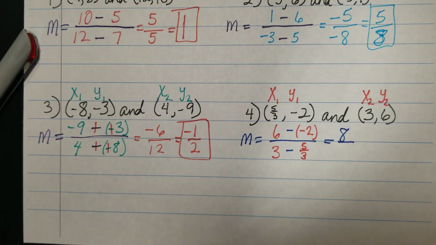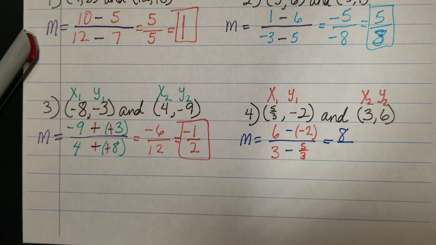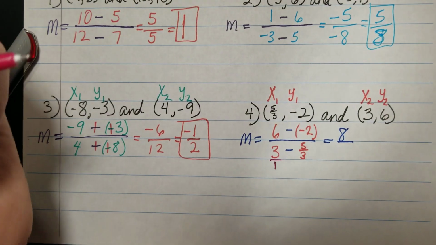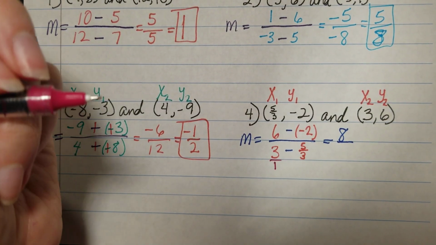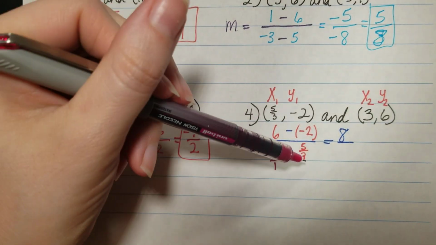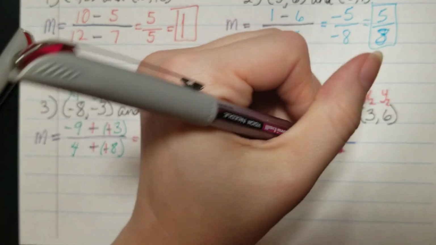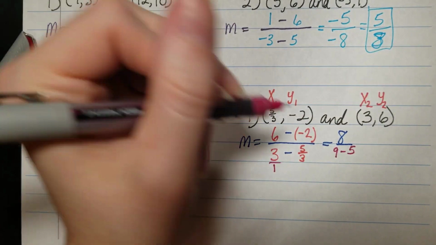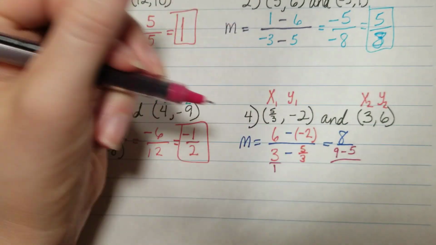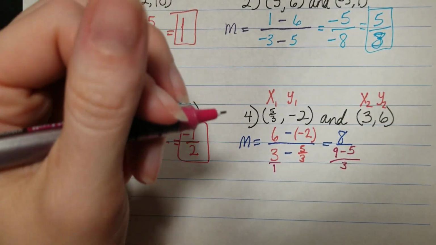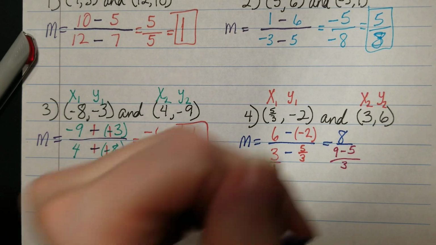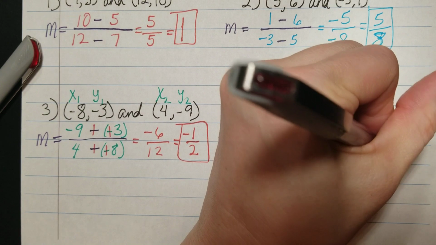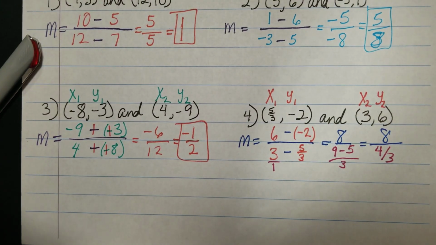All right, and then 3 minus 5/3. So I'll turn that into 3 over 1. And then I'll just do my bow tie method. So that means I'm going to do 3 times 3 is 9 minus 1 times 5, which is 5, over 1 times 3, which is 3. So 9 minus 5 is 4. So it's 8 over 4/3.